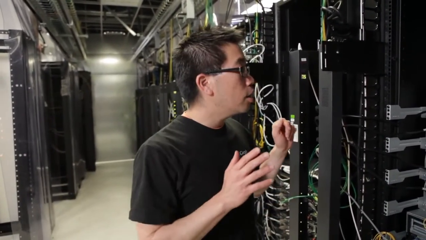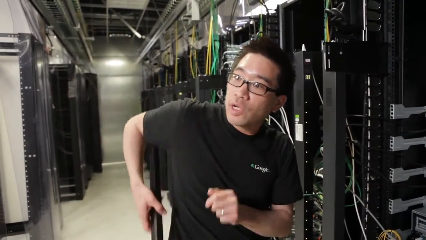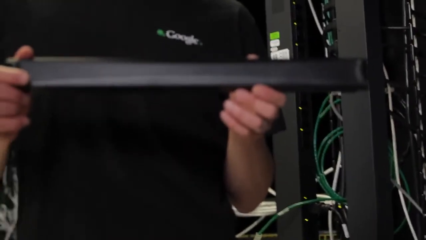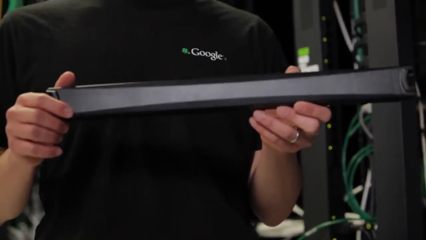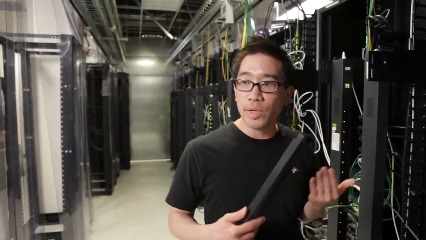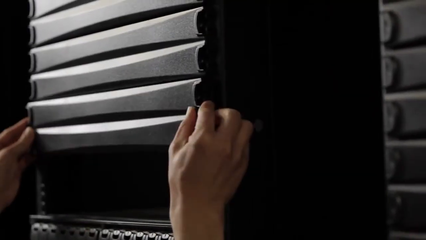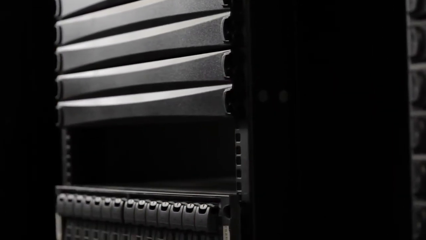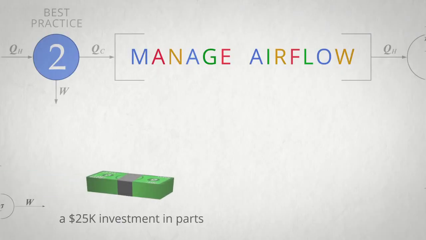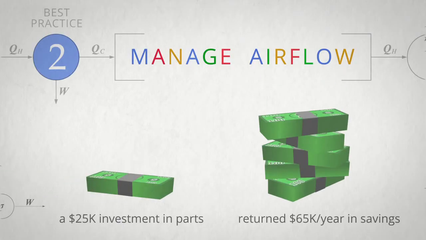A very important step is to seal the rack space where you don't quite have all of your equipment populated. And it's very easy to do with these blanking panels. It's almost like weatherizing your house. Make sure that you've got a nice, tight environment. All told, we spent about $25,000 in parts, and those $25,000 saved us over $65,000 in energy costs yearly.